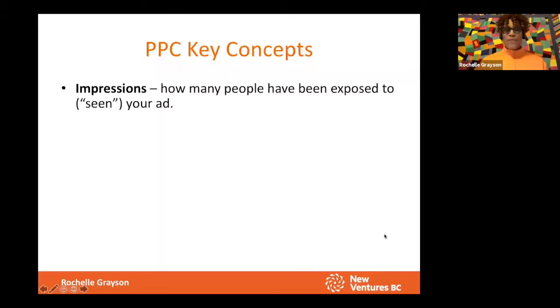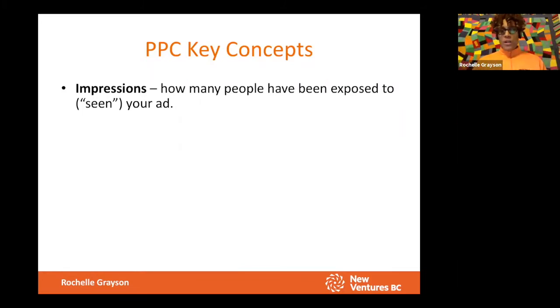So let's talk about some other key concepts. The first concept is impressions. You may hear this term a lot. Impressions are how many people have been exposed to or have seen your ads. It doesn't mean that they've clicked on it, but just how many people your ad has passed by their eyeballs. It has been in their stream, in their feed. When they typed a search, it came up. They don't have to engage with it. It just has to be shown to them.